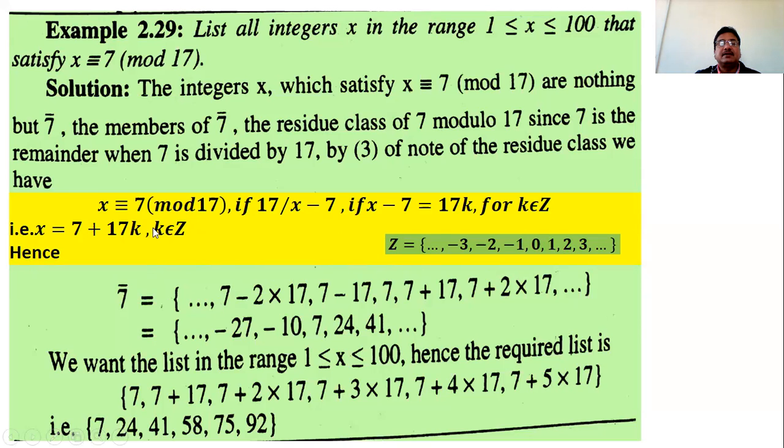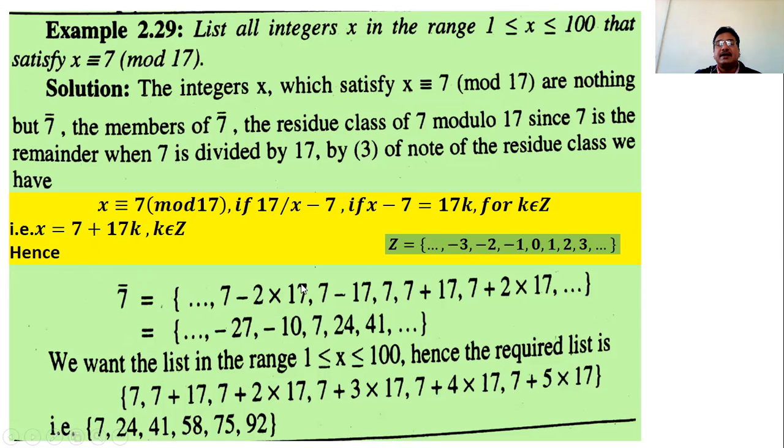So what is 7 bar? The 7 bar is the residue class of 7 modulo 17. The definition of 7 bar is the set of elements from Z such that x ≡ 7 mod 17. Those that satisfy this congruence are the elements of 7 bar. How can we find 7 bar?